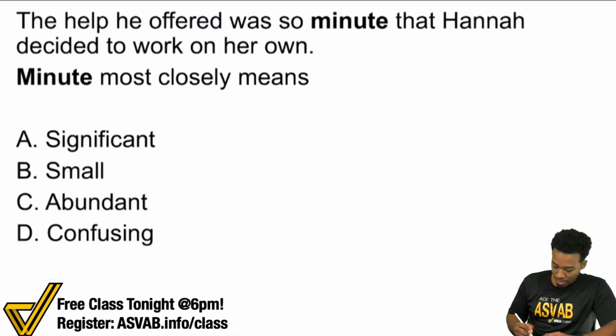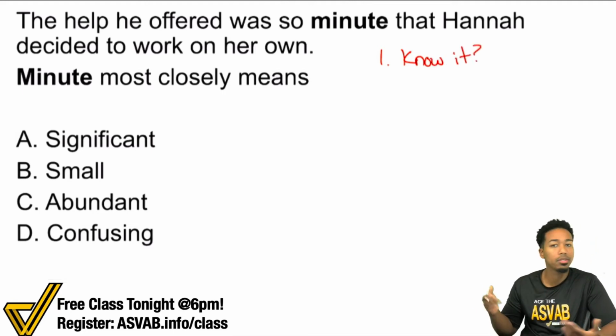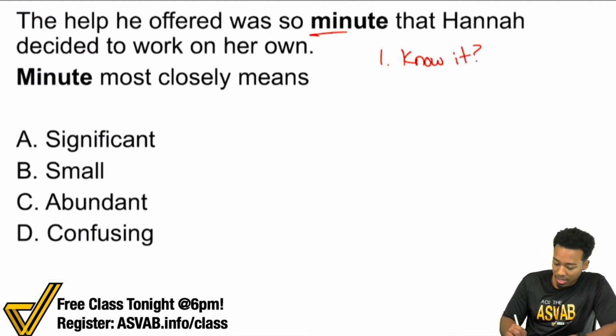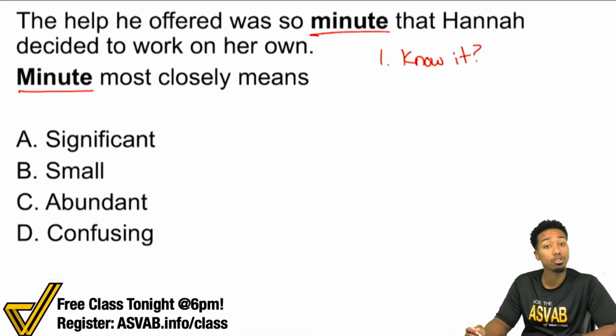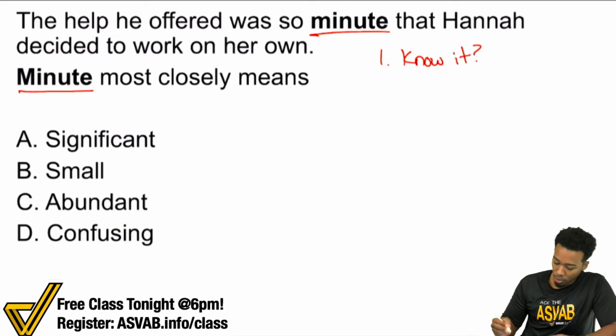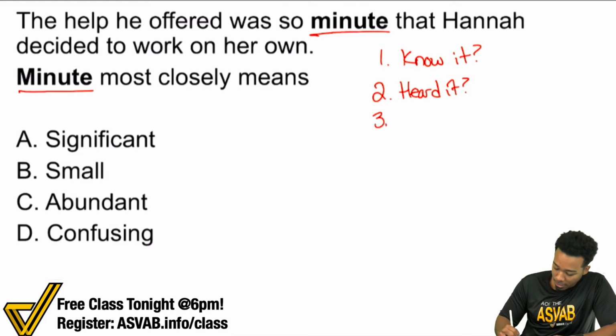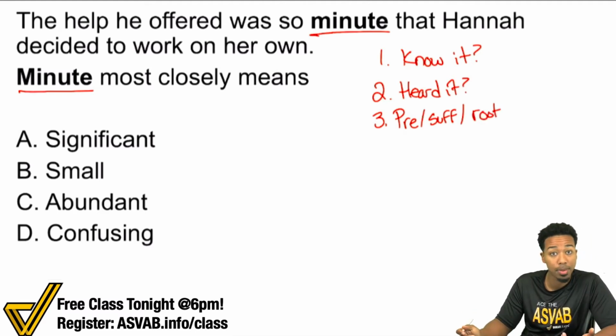So here's the thing. Step one, the one thing you want to do at the beginning is ask yourself simply, do I know it? Yes or no? Simple question. You might read that as minute, but the word is actually minute. Those are two different words. So if you know it, you know it. If you don't, ask yourself, have I heard it? Are there any prefixes or suffixes or root words? Is there anything that we can pick apart here?